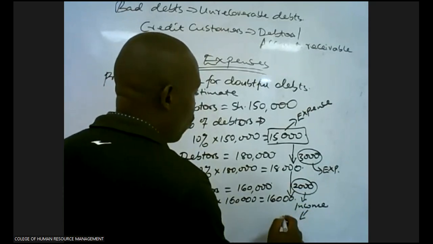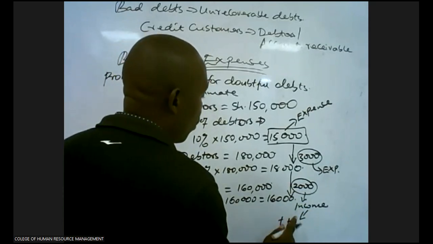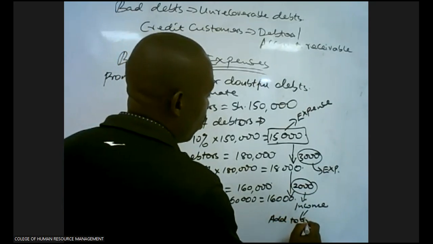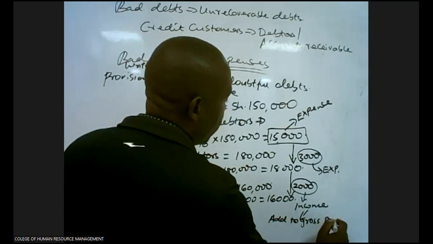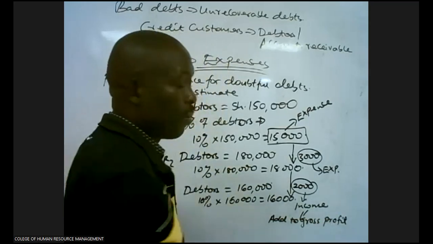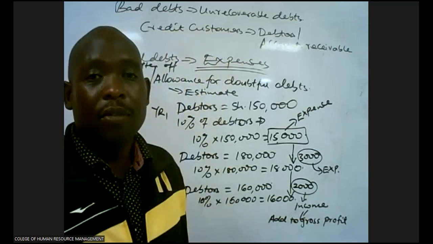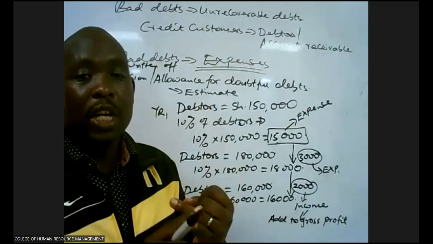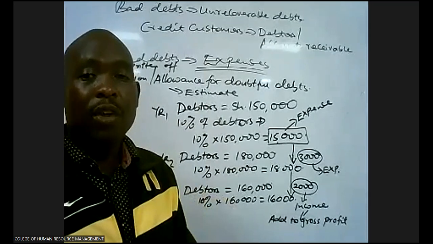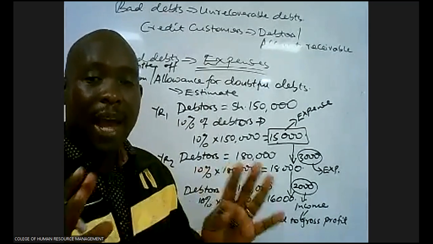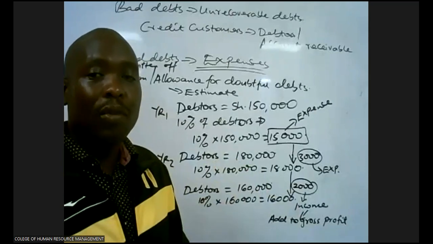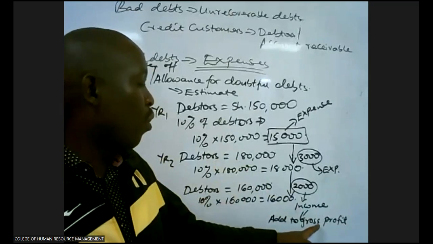Incomes means that you add to the gross profit. We normally add them to the gross profit. Be it rent income, be it discount received, commission received, and others. Anything that you receive and it becomes an income to the business, you add it to the gross profit.